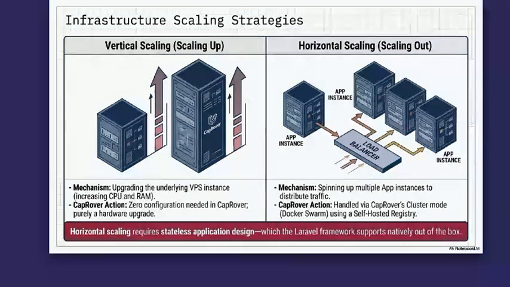And cgroups, which stands for control groups, limit the resources. If the PHP application has a memory leak and tries to consume 100% of the server's RAM, the cgroup acts as a hard ceiling. The kernel kills the PHP container before it can starve the MariaDB container of resources. Which is fantastic for stability.